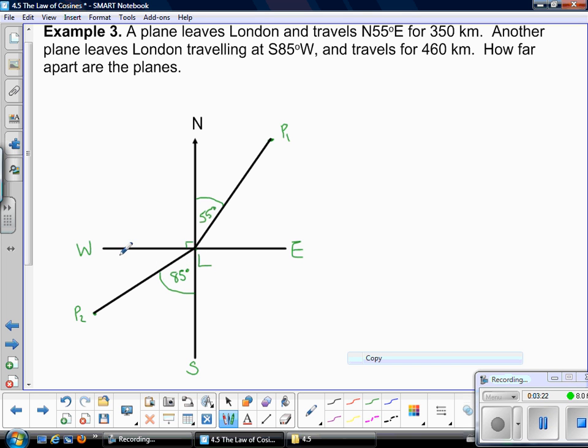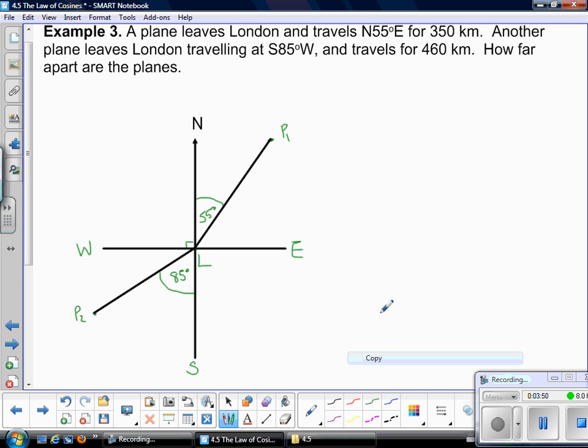Now, obviously, I don't have that quite well, because we know this is 90, so this in here is going to be 5, and we'll talk about that in a second. So this is kind of the situation that we have. The way that you get the angles is when it says north 55 east, so north 55 east. This one says south 85 west. So that's how you're going to get it.